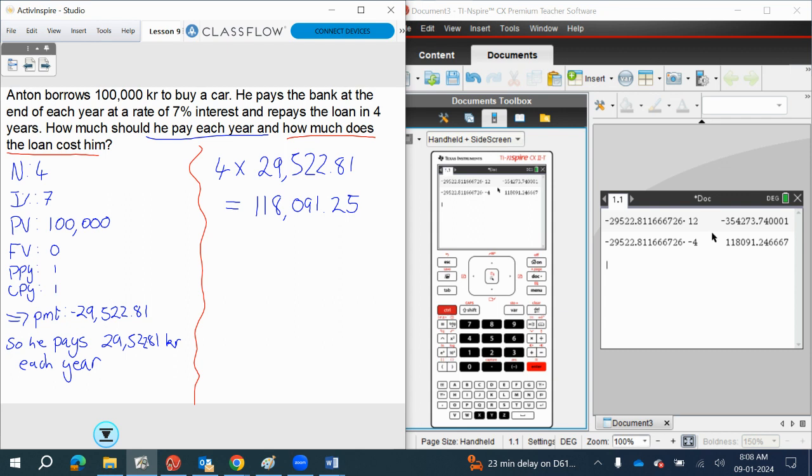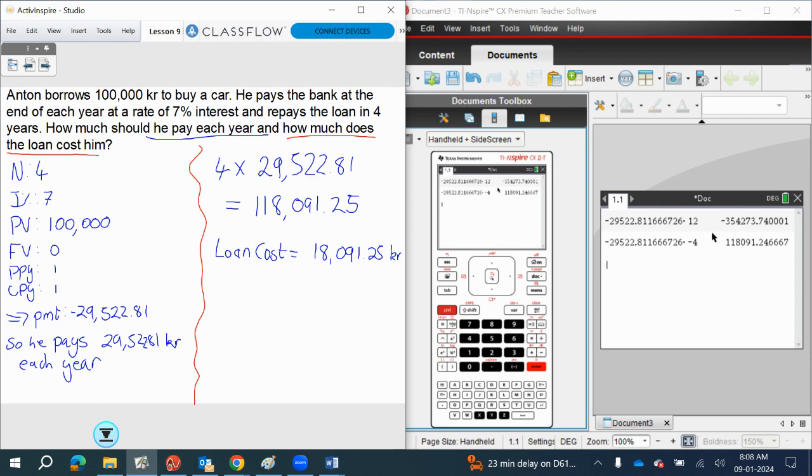What is this number? That's the total amount of money he has to pay back. That's the total amount of money he gives the bank. Is this the cost of the loan? No. How do we find the cost of the loan? Subtract 100,000. So the cost of the loan is 18,091.25 crowns.